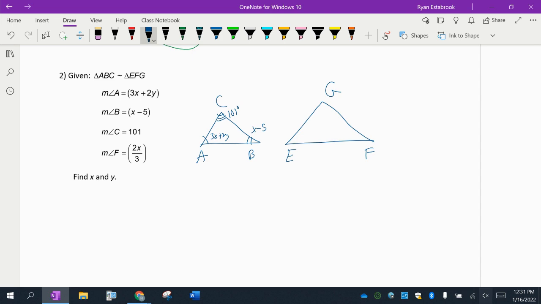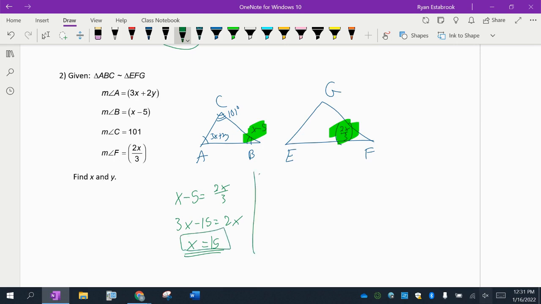Going over to the other triangle, measure of angle F is 2x over 3. And from this drawing, it's really obvious to me right away that these two angles are going to be equal to each other. So x minus 5 is equal to 2x over 3. How about we multiply everything by 3? 3x minus 15 equals 2x. Subtract 2x from both sides, add 15 to both sides. We get x equals 15. There is one of our answers.